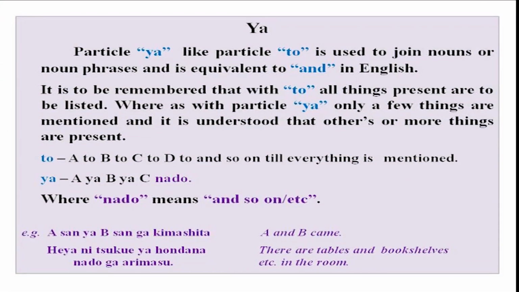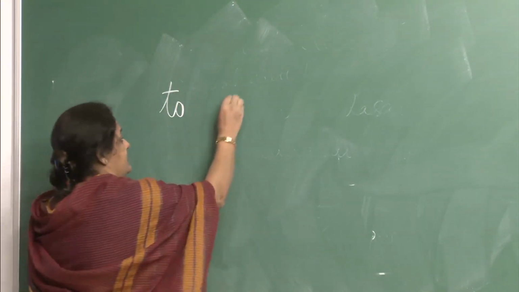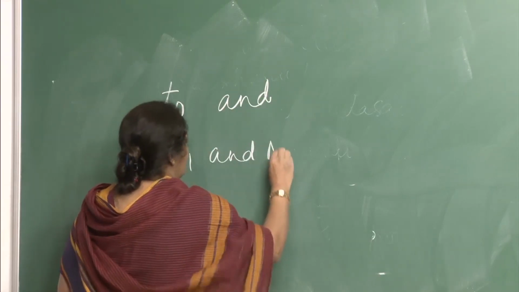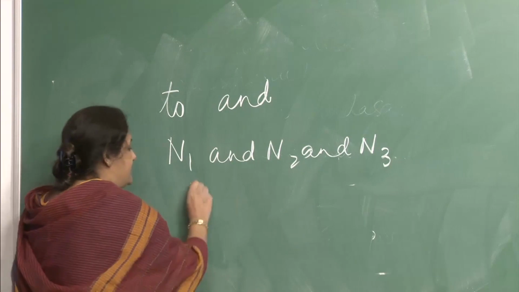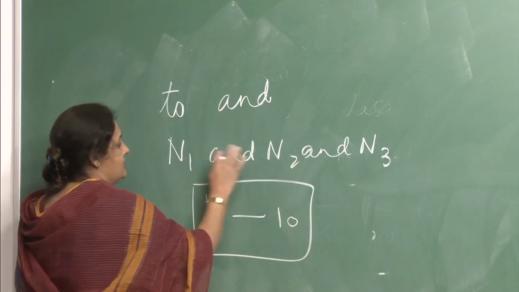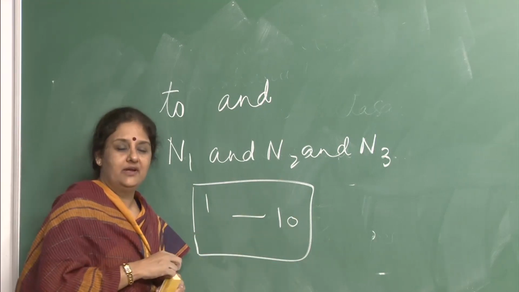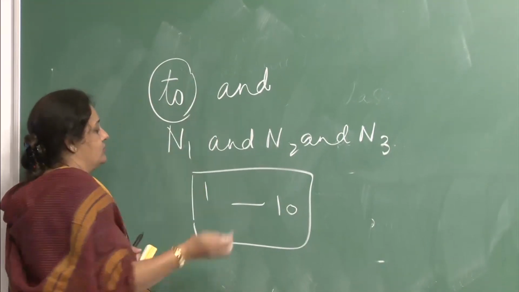Now, we did ya in the conversation and you have done to earlier, to, and you know to means and. When you join noun 1 and noun 2 and noun 3 and whatever is present, say there are 10 things present over here, you will have to list all 10 things present, show all 10 things, name all 10 things and use to with it, this to.